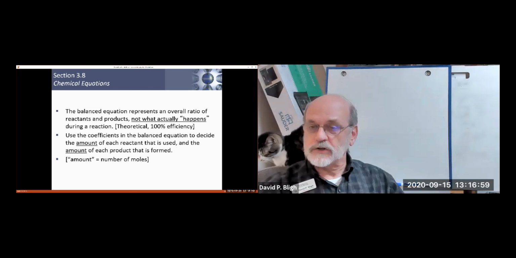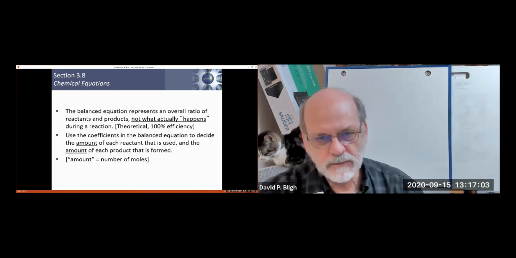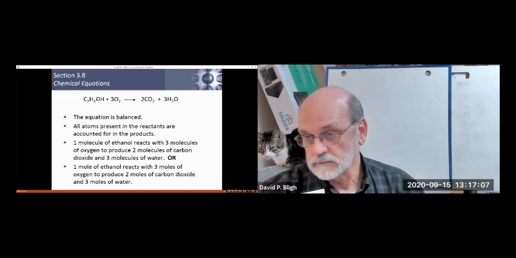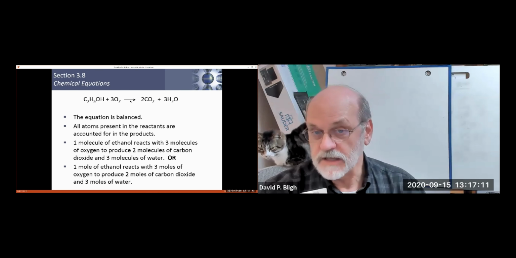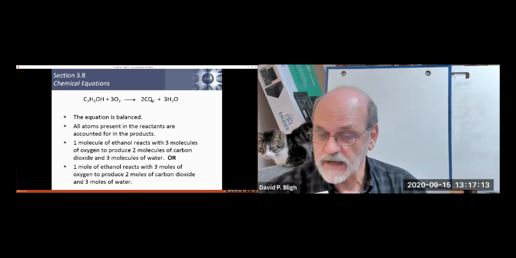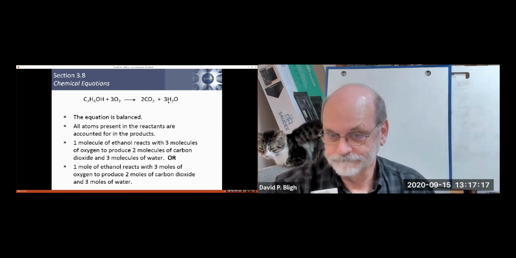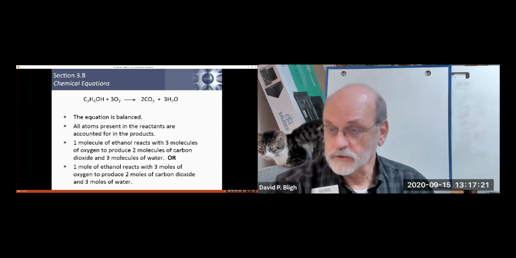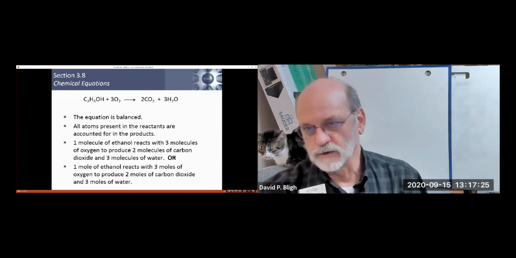You can also look at your balanced equation as ratios of moles. So let me back up. 1 mole of ethanol plus 3 moles of oxygen gas yields 2 moles of carbon dioxide and 3 moles of water. Okay? So it can either mean molecules or moles. Now, if you're going to do calculations, think of it in terms of moles.